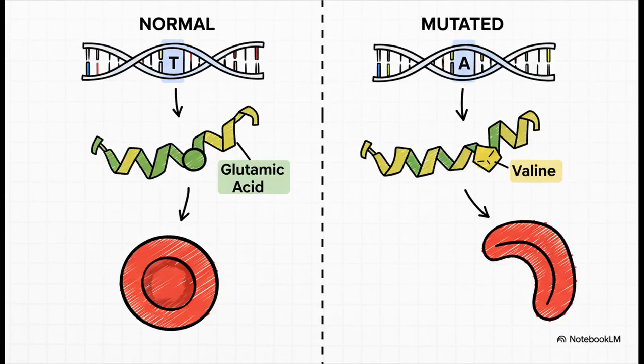And here's the change that causes sickle cell anemia. It's a single point mutation. One T in the DNA has been swapped for an A. And what's the result? That one little change swaps out glutamic acid for a totally different amino acid, valine. It seems so minor, but that one single swap causes the whole hemoglobin protein to fold up wrong, which creates those sickle-shaped red blood cells that just can't do their job properly.